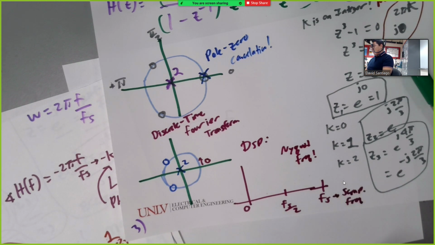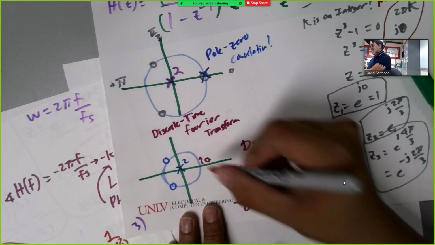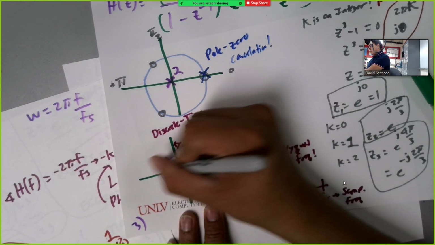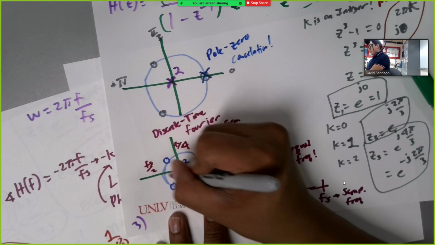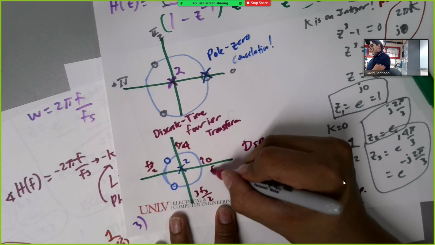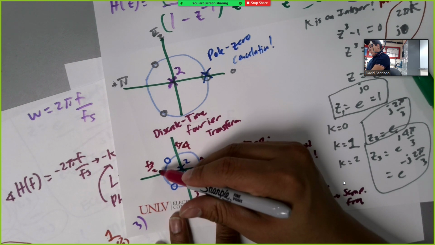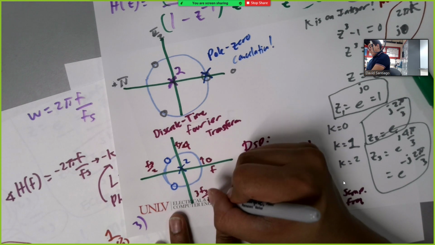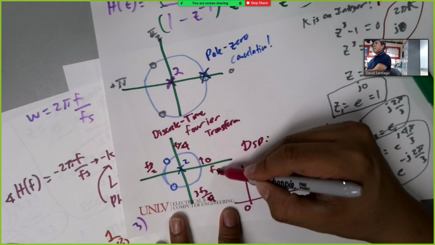What I want to try and tell you is, if we wanted to map this Fourier domain, this would be 0, this would be f of s over 2. I mean, no, wait, hold up. This would be half, and then this would be f of s. Okay, so this is 0 to f of s.